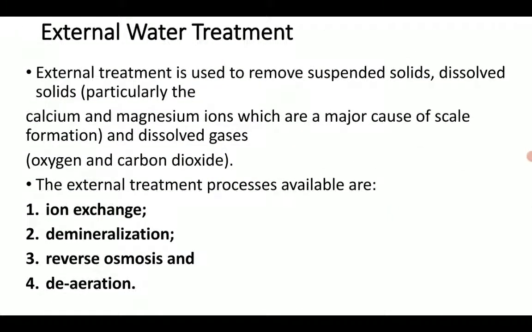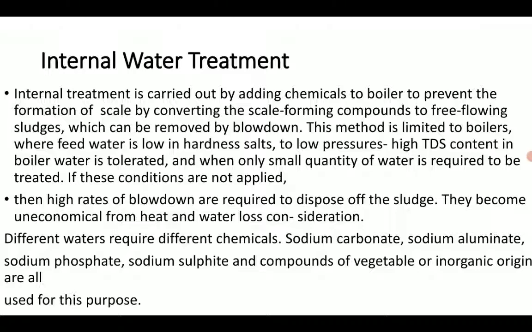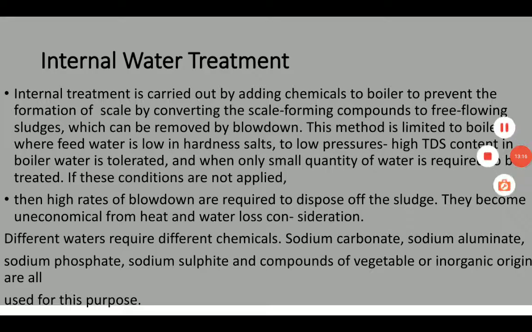Okay, so next we see about this method, which is very effective for removing the scale formation compounds, and these scale-forming components can be removed effectively as free-flowing sludges. Free-flowing sludges means that if the scales have been cut down into small pieces, we call those sludges. So these sludges will be freely flowing, and they can be removed by blowdown.